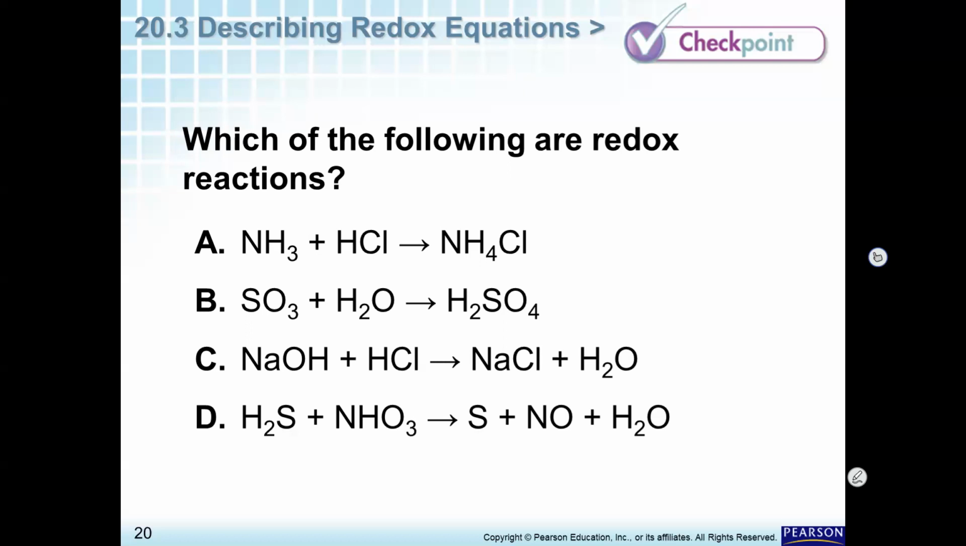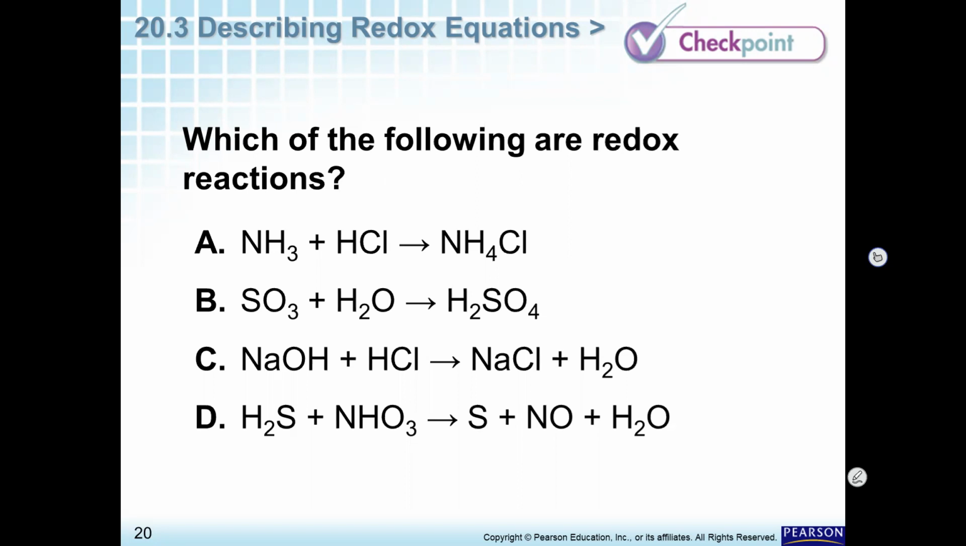Sodium hydroxide plus hydrochloric acid produces sodium chloride and water. This is an acid-base reaction, and it's non-redox, but we have to prove that. Let's take a look: sodium is +1 and +1, oxygen is -2 and -2, hydrogen is +1 and +1, the same. So there's no change in this. By default it should be this one, but we have to show that. We can't choose it wrongly, unless the question is wrong. Do you want the question to be wrong?